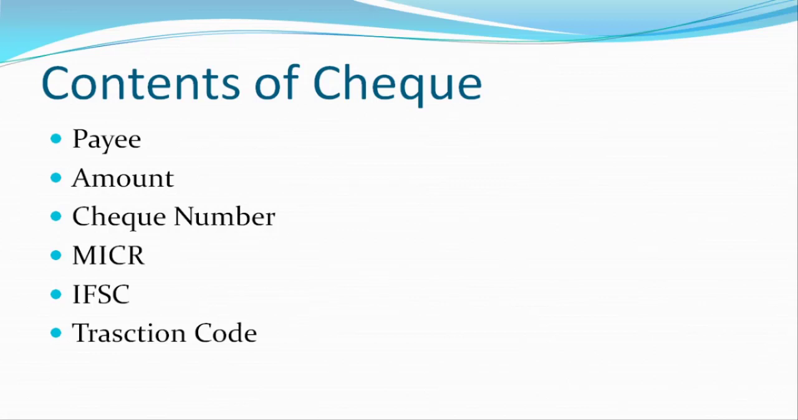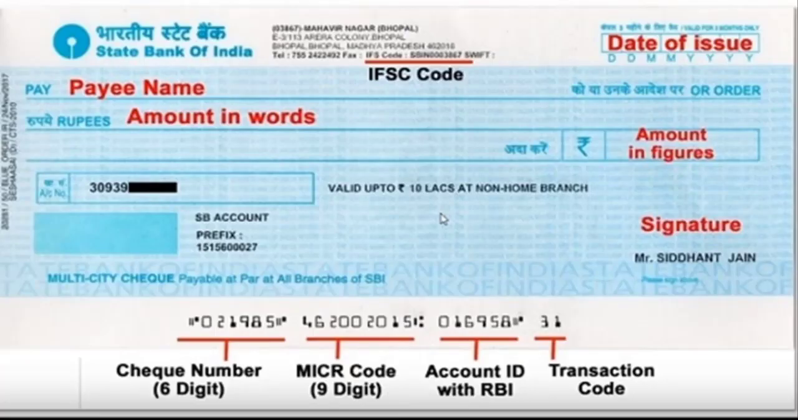Today we are going to learn contents of check. That is, what is payee, amount to be written on the check, check number, MICR, that is microcode, IFS and transaction code. This is a specimen of check.